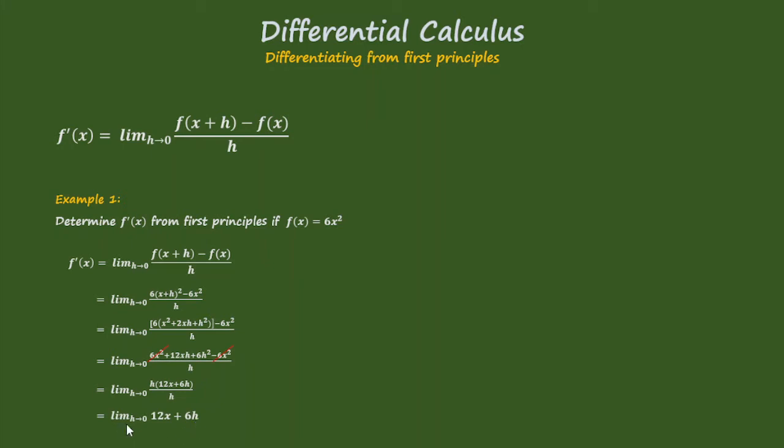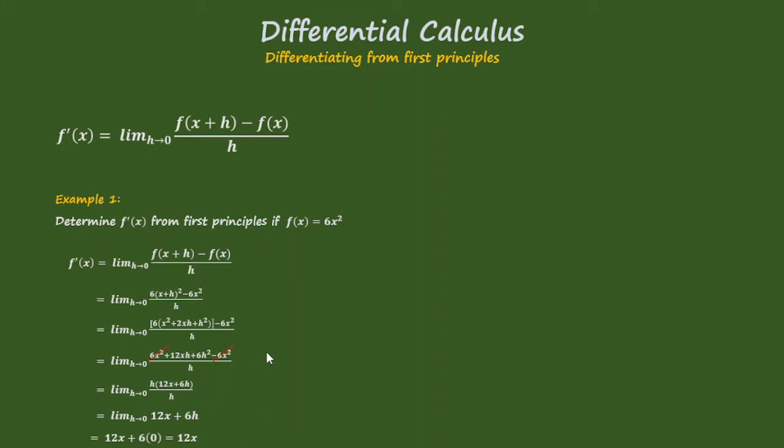Now we can take the limit as h approaches 0 by substituting h equals 0 whenever we see h in this expression. We have substituted h equals 0, and then we got 12x. What this means is that the derivative of 6x squared is given by 12x.